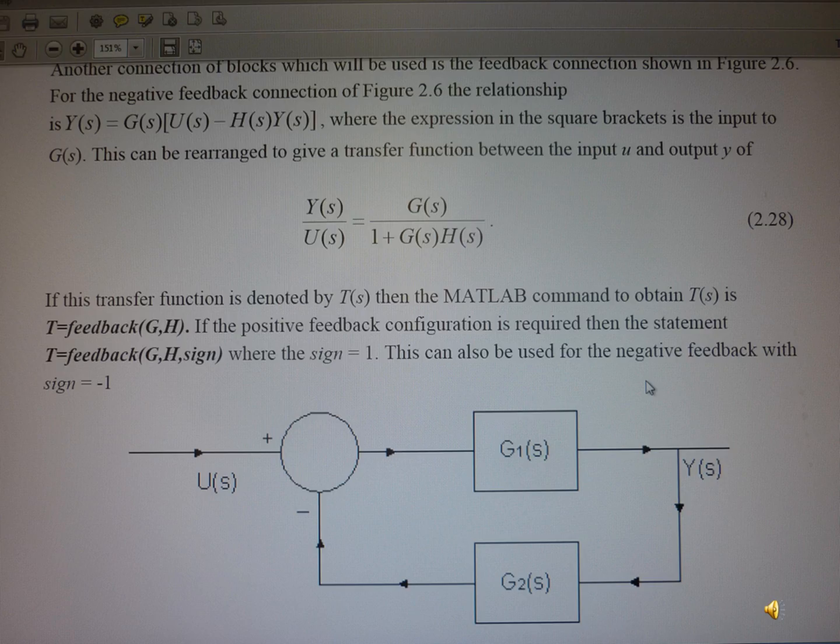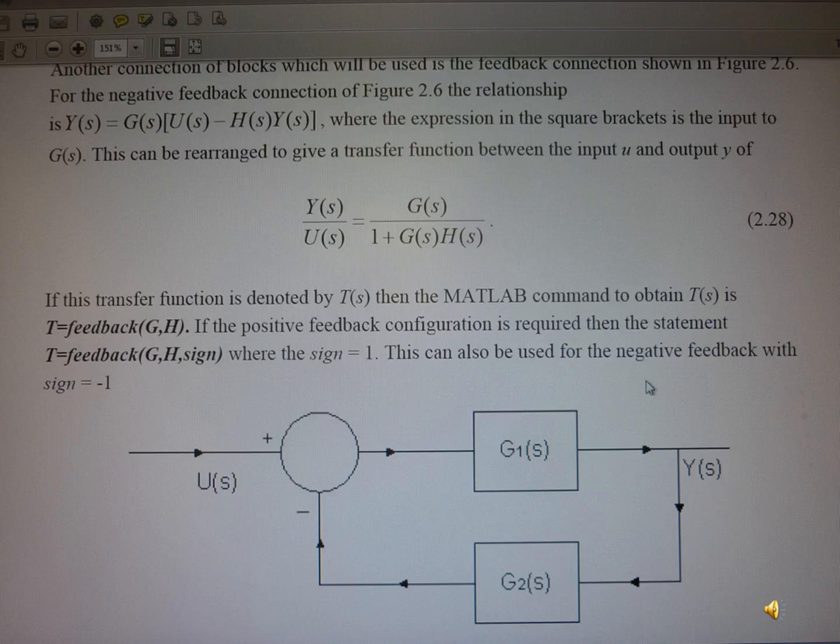So this is for the transfer function. Y(s) divided by U(s) equals G(s) divided by 1 plus G(s) multiplied by H(s). So this is the transfer function. In this case, U(s) is the input, and G1(s) and G2(s) are the functions. In this case, G2(s) is similar to the feedback of the output Y(s).